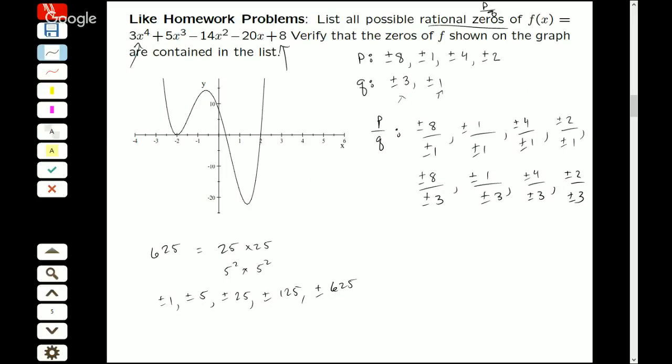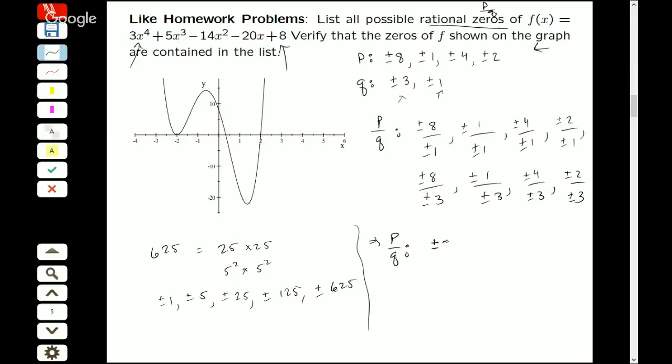Now, let's simplify this. What is 8 divided by 1? What is 1 divided by 1? 4 divided by 1? 2 divided by 1? So notice that is just the first list of the P's. You don't have to do division by 1. You can just write that down.